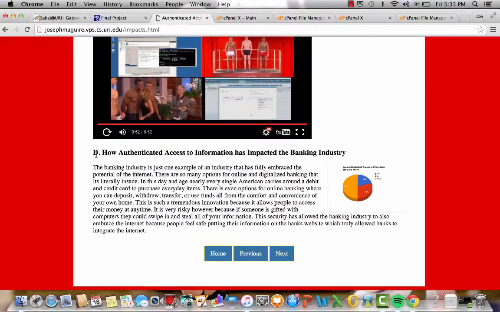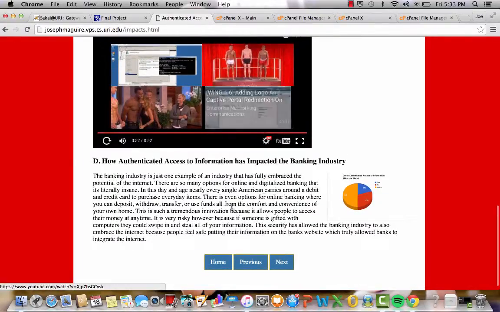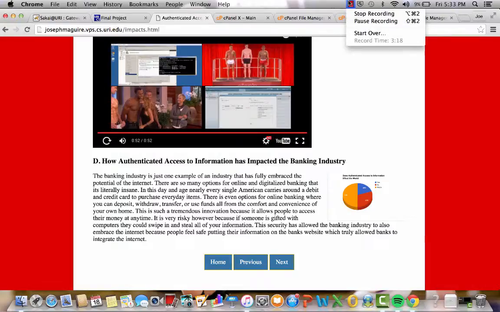The third question I'll address is D. How authenticated access to information has impacted the banking industry. As described in the video above, authenticated access to information has made people more secure on the internet, which has allowed the banking industry to expand on the internet as well. People feel safe having their information up, and they do not feel like anyone will steal it because there are security measures in place that keep their information safe. This security has allowed the banking industry to embrace the internet and reach its true potential on the internet.